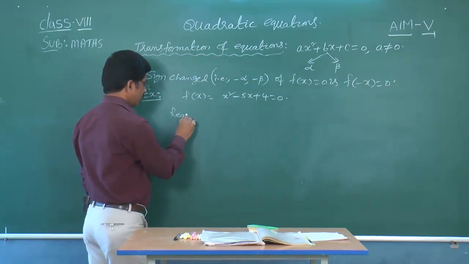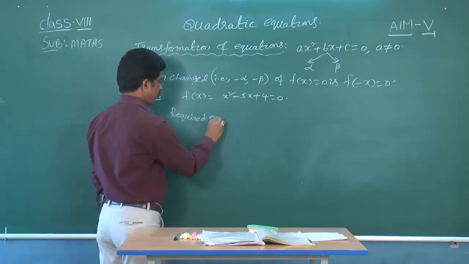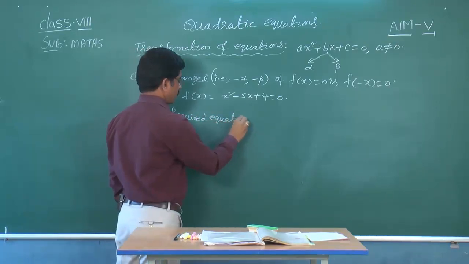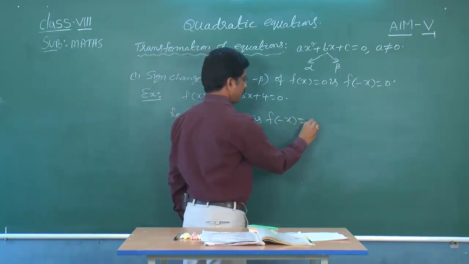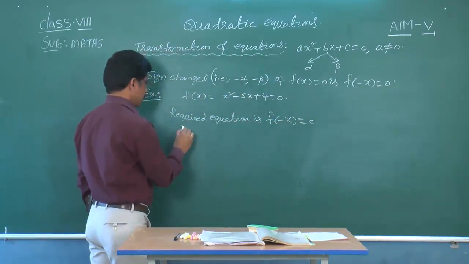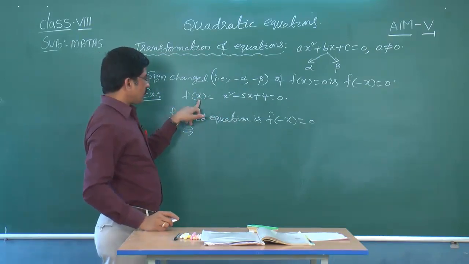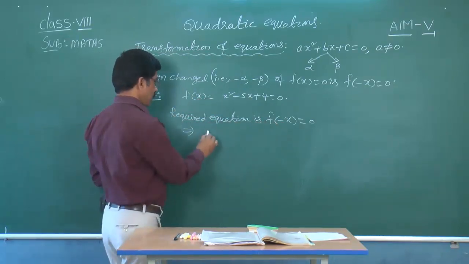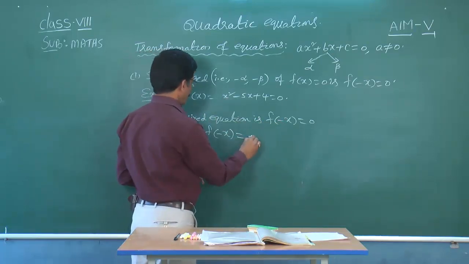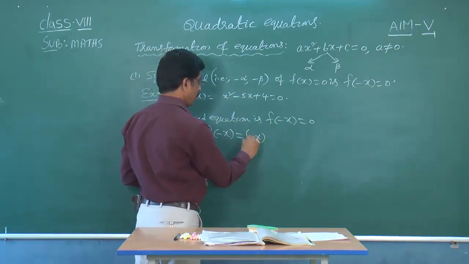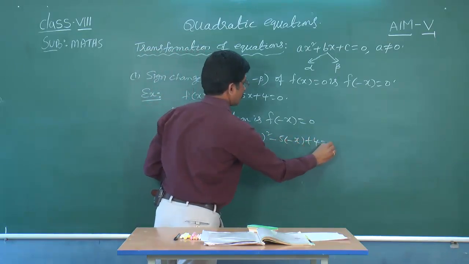The required equation is f of minus x is equal to 0. That is, substitute minus x instead of x: f of minus x is equal to minus x whole square minus x plus 4 is equal to 0.